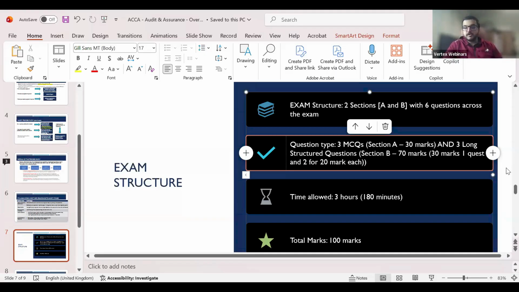So time allowed, you're allowed 3 hours, 180 minutes. So considering the number of questions and the time allowed, this is a detailed exam. At times, students really struggle in completing their exams within those 180 minutes. And why is that? Because there's a lot of writing involved. Like I said, it's a theory-heavy subject. It can become a problem in finishing your exam within time if you have insufficient practice.